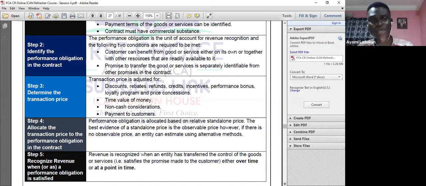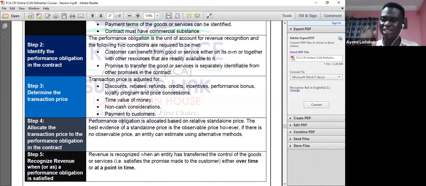The number 2, the promise to transfer the goods is separately identifiable from other promises in the contract. I can have 3, 4, 5 promises in a contract, okay? But the promise to transfer that goods can be identified separately. Is that okay? So those are the 2 conditions that must be met when you come to identify a separate performance obligation. That's why I call it separate performance obligation.